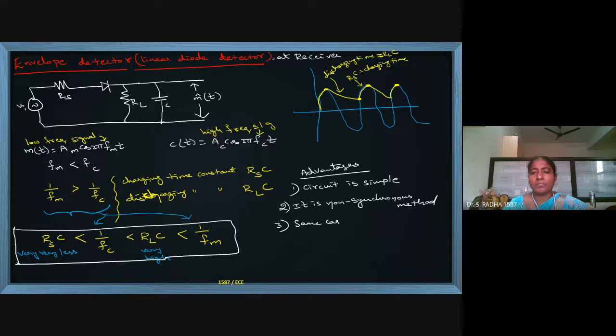Same carrier not required at transmitter and receiver. This is the third advantage in envelope detector. Okay, and now if we go with the synchronous demodulation, the next method, synchronous demodulation.